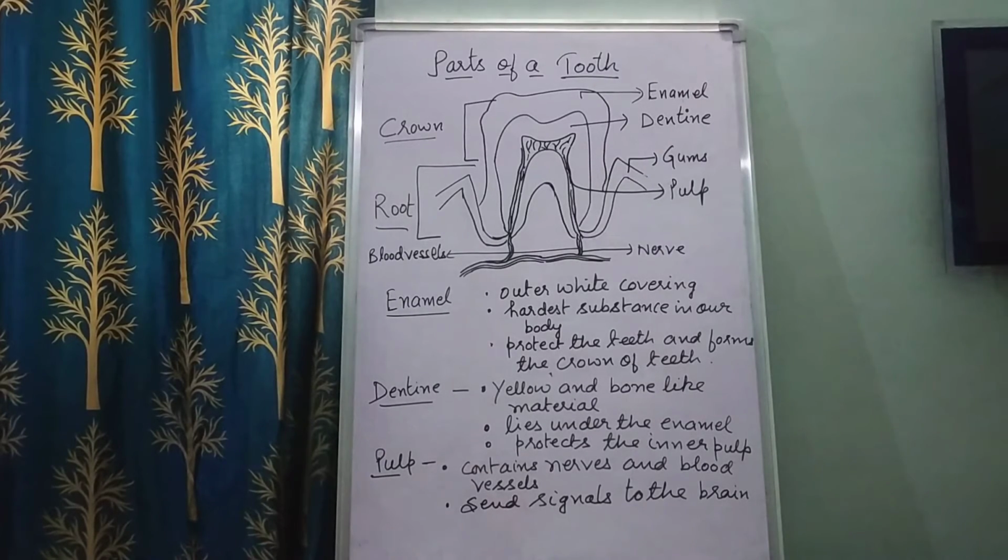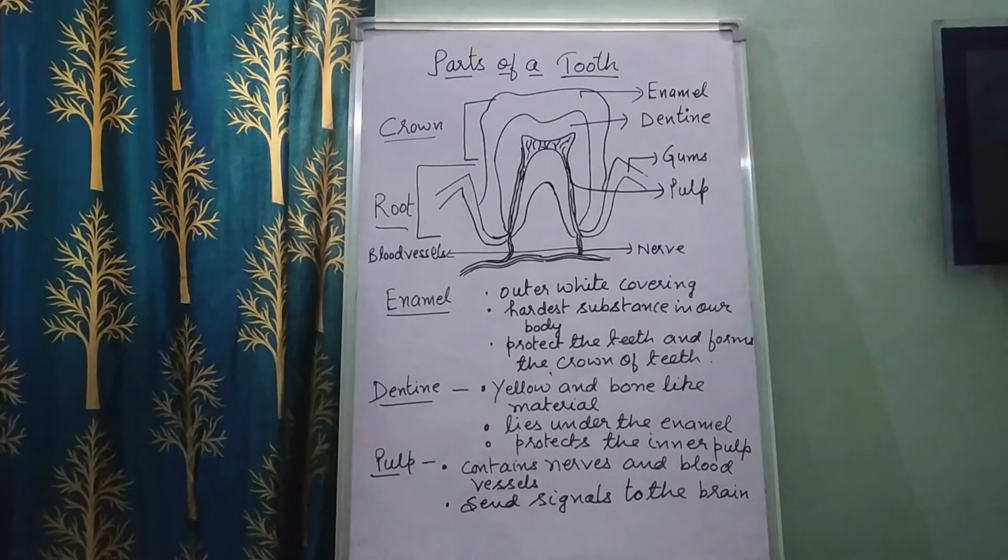The tooth gets nourishment from the pulp, and children, it also sends signals to the brain. Who is sending these signals to the brain? The pulp. Suppose you have a toothache, who is sending this message to the brain? The pulp sends the signals to the brain, and then you come to know that there is a toothache.